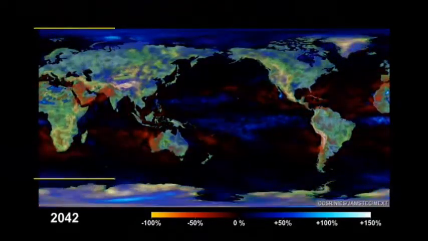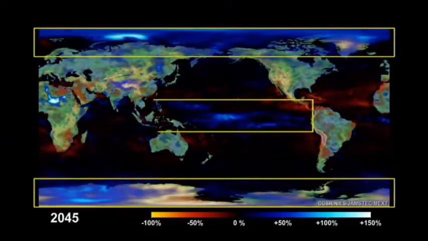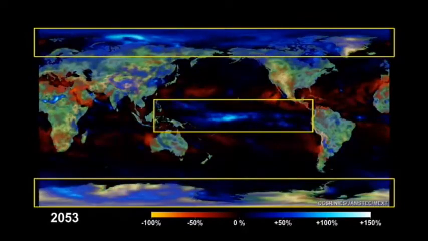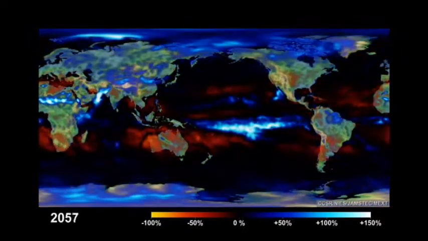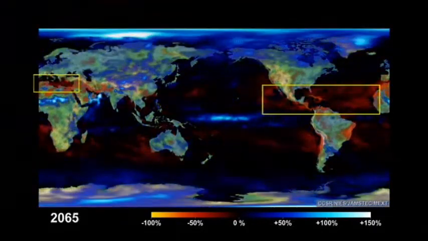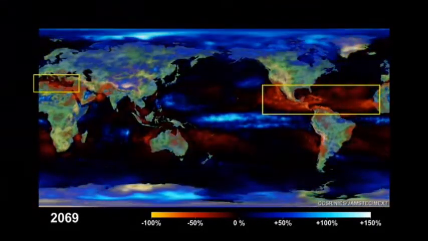Global warming would bring more precipitation in high-latitude regions and over tropical parts of the Pacific Ocean. On the other hand, rain will decline in places like the subtropics, where rainfall is already low.